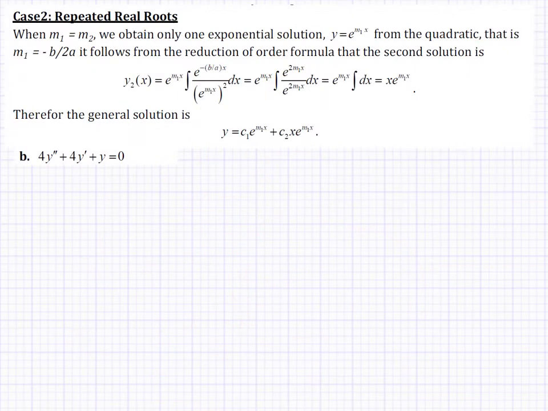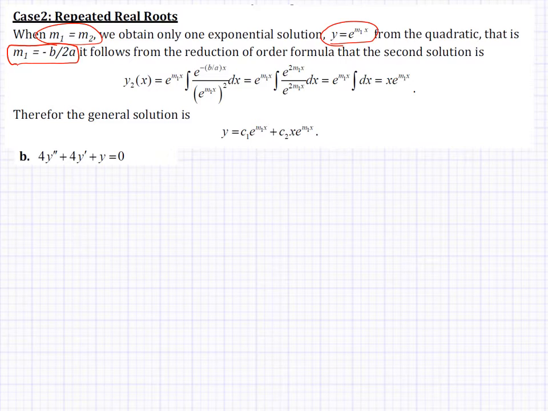Case 2, the repeated reals. So m1 equals m2. Okay? So that tells us that y equals e to the m1x is one solution to the differential equation. But e to the m2x is not a different solution. So we only really get one solution here. We want to find a second solution to the differential equation. Remember, m1 would be negative b over 2a because the discriminant would be 0. So then what we want to do is find a second solution.